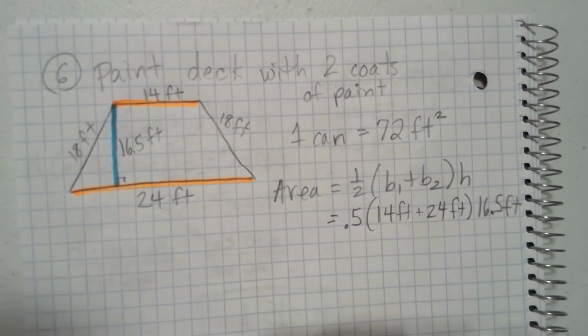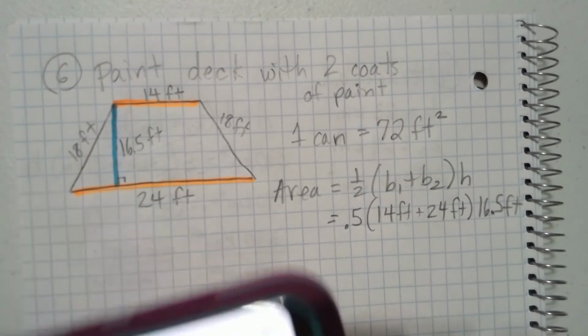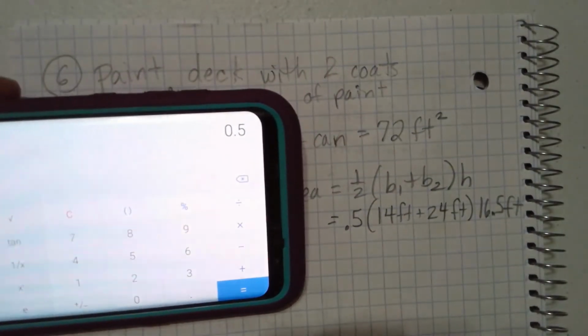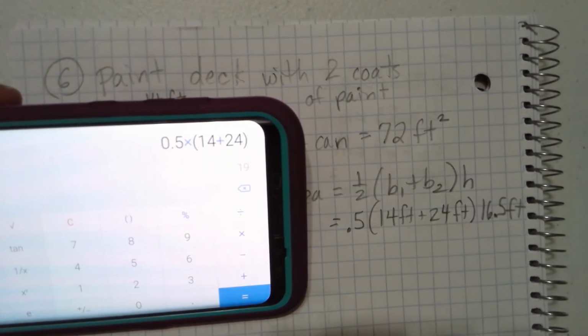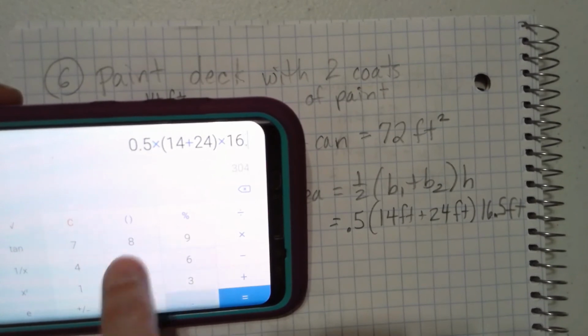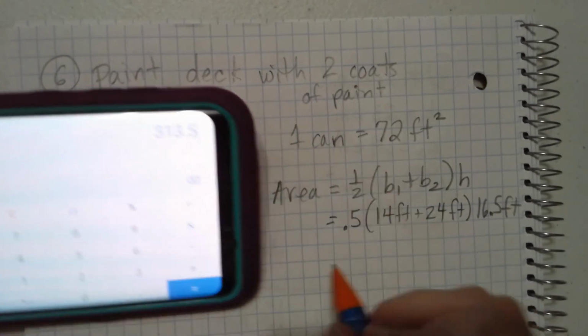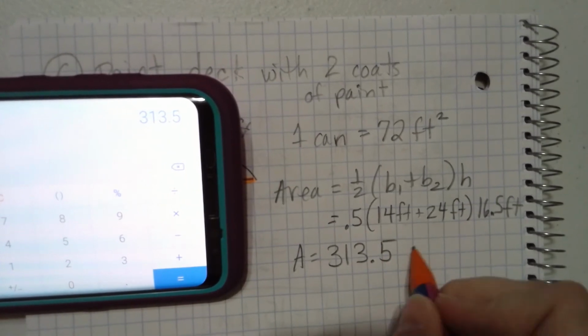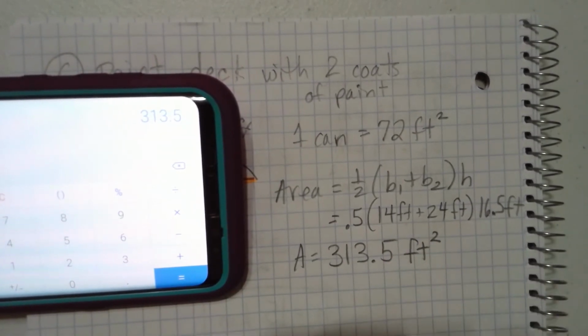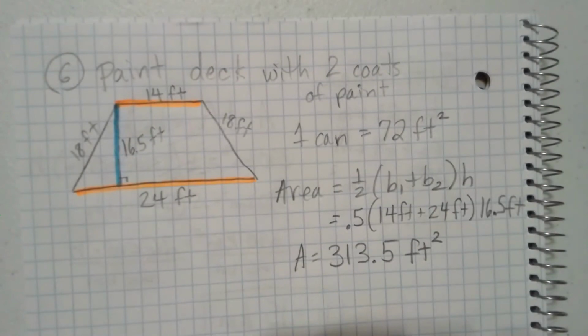I'm going to go to my calculator and do 0.5 times (14 plus 24) times 16.5. So the area of my deck is 313.5 feet squared, or square feet.